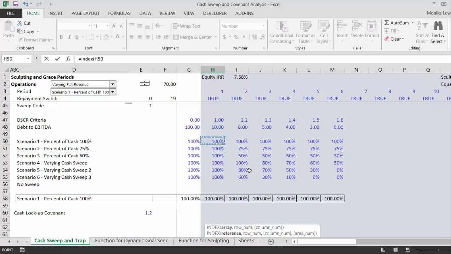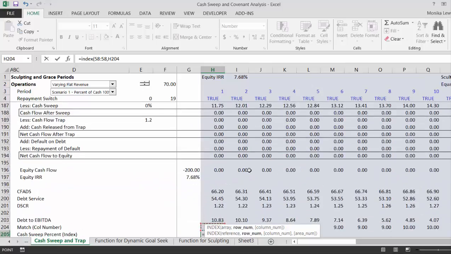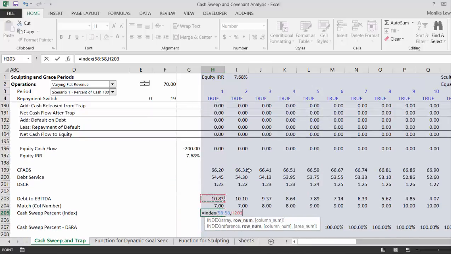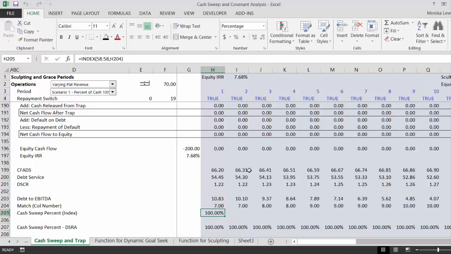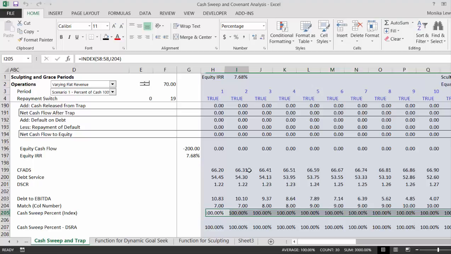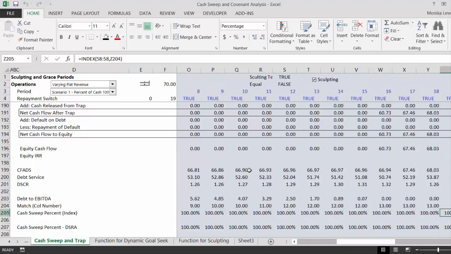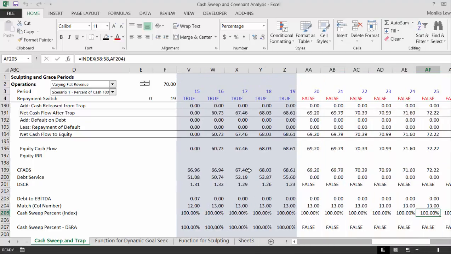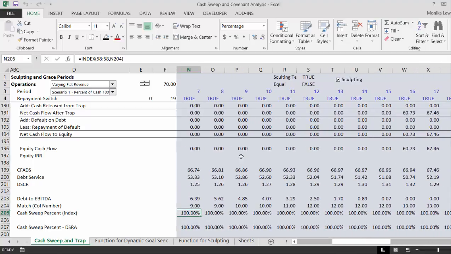For the index, we first take this one, and then we go up to the match. I hope that works. Okay, and that means we're sweeping 100%. In this case, it's always 100%, because we have our 100% assumption.